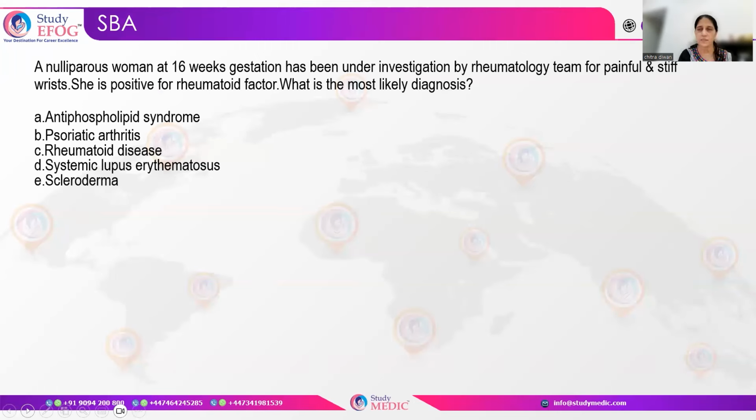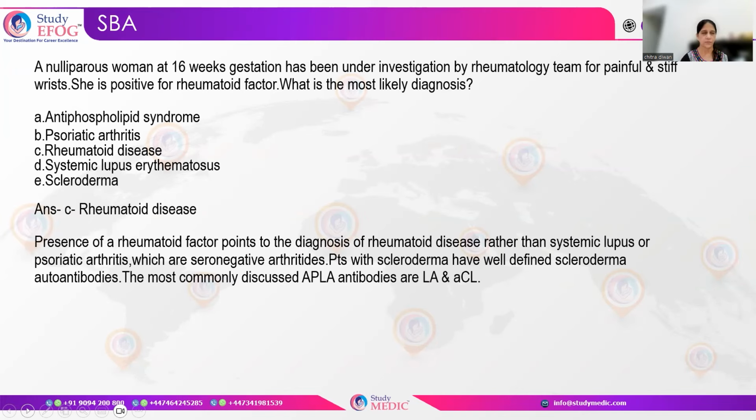So these are the common diseases. Let us see a few questions that could be asked on this. Pause the slide, read the question, think over it, and then see the answer. So here you have a nulliparous woman, 16 weeks of gestation. She has painful and stiff joints, and she is positive for rheumatoid factor. So what is the likely diagnosis? It is rheumatoid disease.